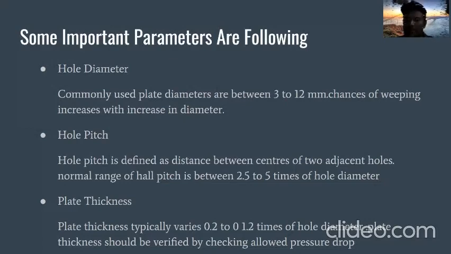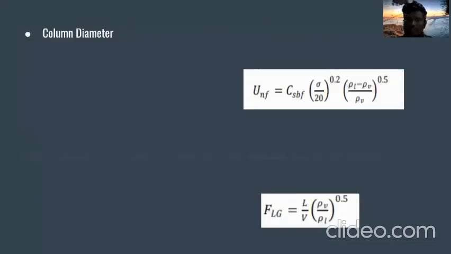Hole pitch is defined as the distance between centers of two adjacent holes, and the normal range of hole pitch which we use is between 2.5 to 5 times the hole diameter. The next important parameter is plate thickness. Plate thickness typically varies from 0.2 to 1.2 times the hole diameter, and plate thickness should be verified by checking the allowed pressure drop. The next important parameter is column diameter.